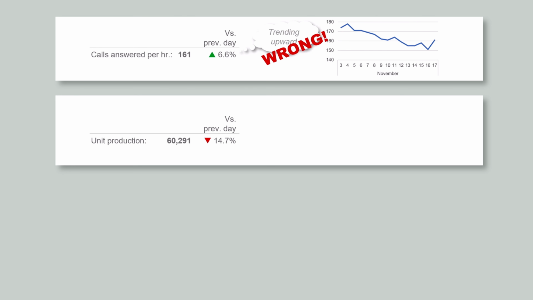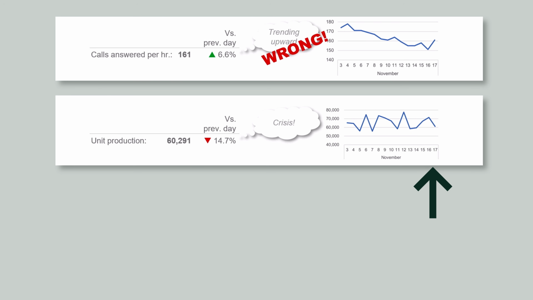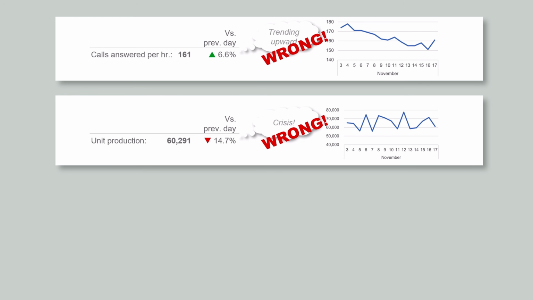Or unit production, down 14.7% since the previous day. That's a disaster, right? It's gotta be a crisis. Well, let's look at the last 14 days. Okay, so that 14.7% dip, that's that little downturn at the end. Is that a crisis? No, it's not. It's just a very volatile metric, right? It's down 14.7% since the previous day. It'll be up 17% tomorrow and down 21% the next. And none of that really requires any attention. And yet on the dashboard, it made it look like it was a big deal, but it really wasn't.